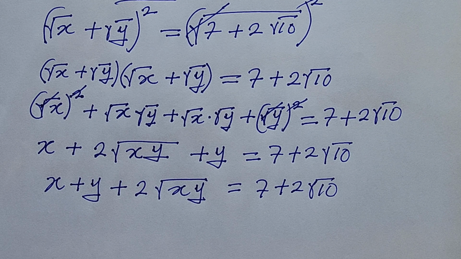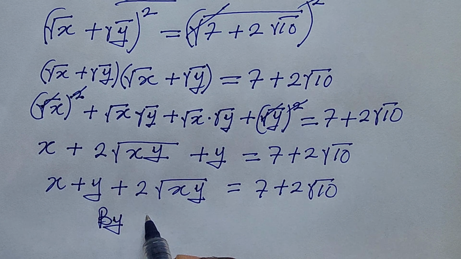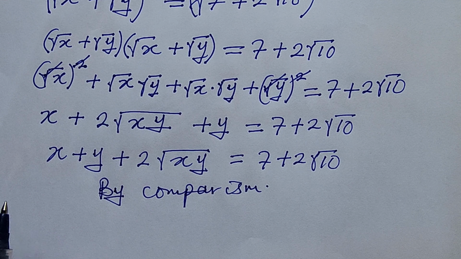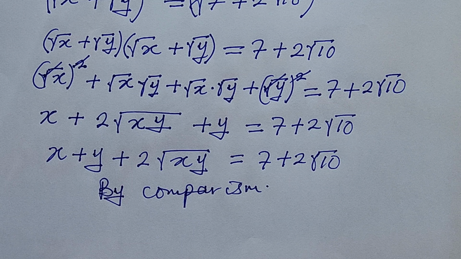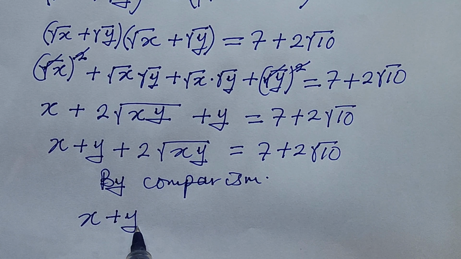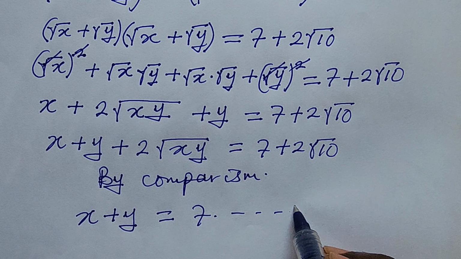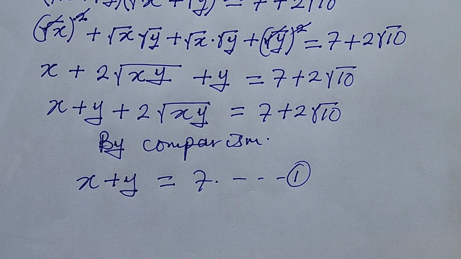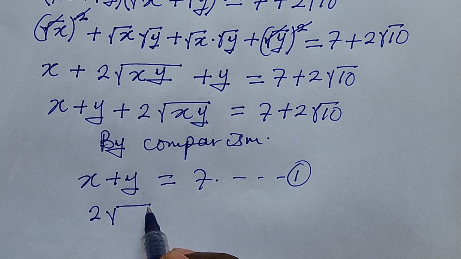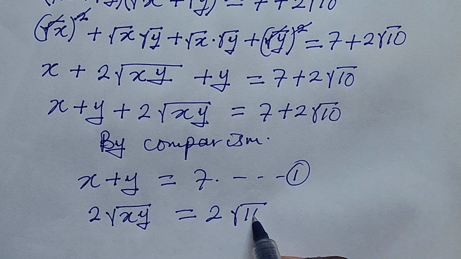If you look carefully, we can do some comparison. By comparison, we want to compare the constant term and also the radical term. So first one is going to give us x plus y will now be equal to 7. Let's give this equation 1. So if we take this as our equation 1, then we compare radicals. So they're going to give us 2 root xy equals 2 root 10.